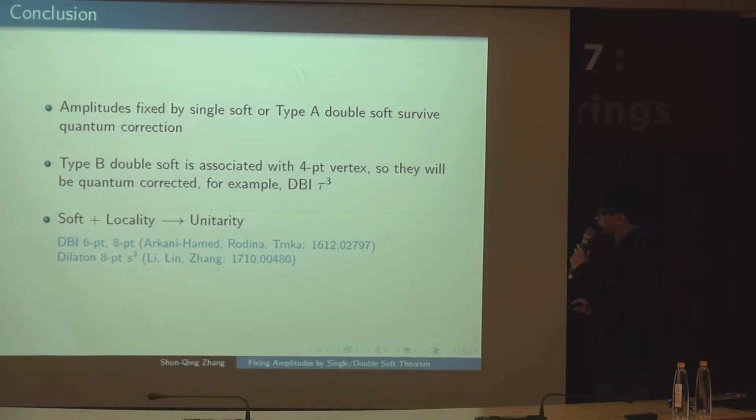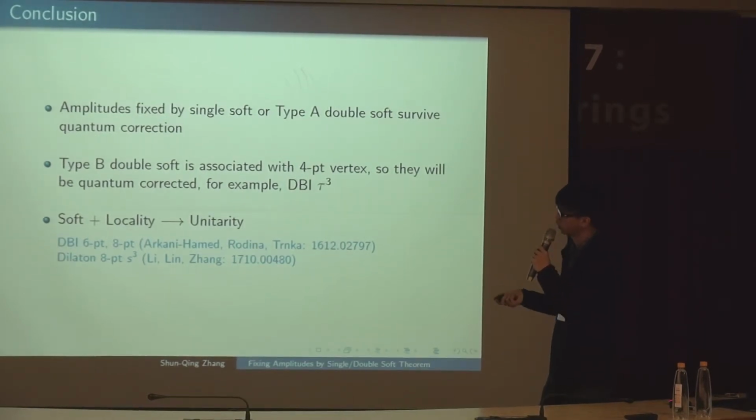And I also mentioned that soft and locality can imply unitarity. And this one actually was done by Nima and Trnka. They use the DBI 6-point and 8-point ansatz and demand them to vanish under single soft, and they can completely fix the DBI amplitude. And in our paper, we use the dilaton. I just told you the 6-point one, and we can do the 7-point, and we finally get an 8-point answer.